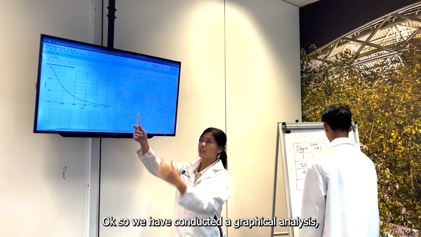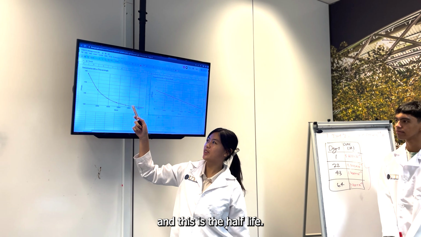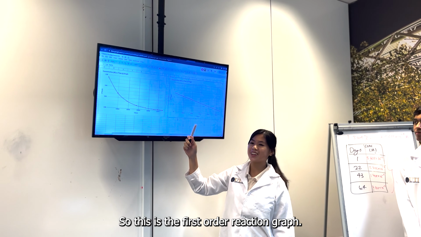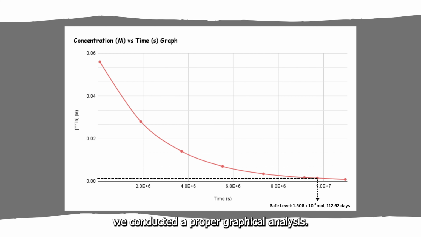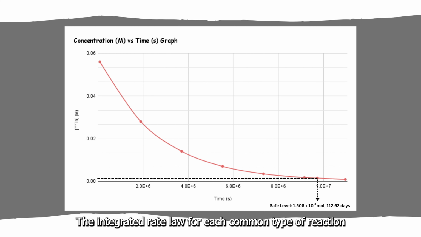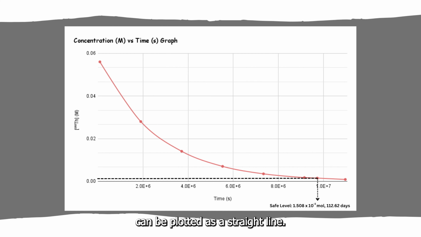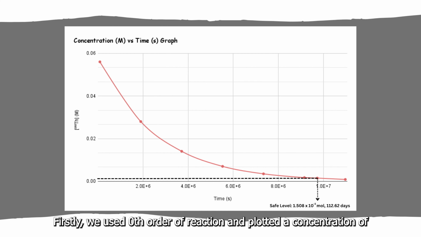Okay, so we have conducted a graphical analysis, and this is the half-life. So this is the first-order reaction graph. After we tabulated the experimental data of radioactive concentrations, we conducted a proper graphical analysis. The integrated rate law for each common type of reaction can be plotted as a straight line. So we have to determine which order of reaction the radioactive decay of thorium-232 is, in order for us to proceed with our calculations. Firstly, we used the 0th order reaction and plotted a concentration of thorium-232 against time graph according to the tabulated data.